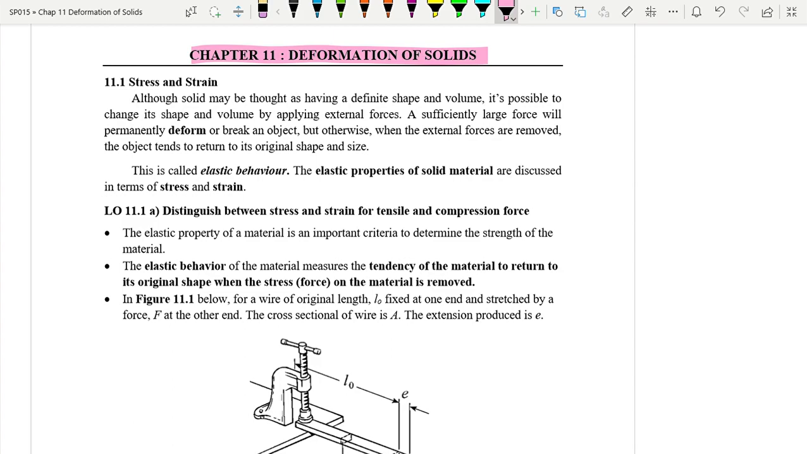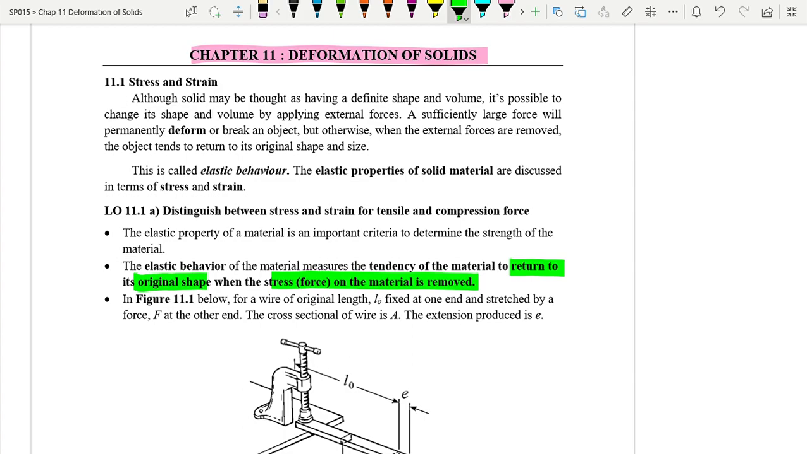So we move to the next chapter, chapter 11, which is the formation of solid. In this chapter, we're going to discuss the process of how solids form, or how some solid material can have this elastic behavior before it completely deforms or breaks. We all know that elastic behavior is the tendency of an object or any material to return to its original shape or size after the applied force is removed.